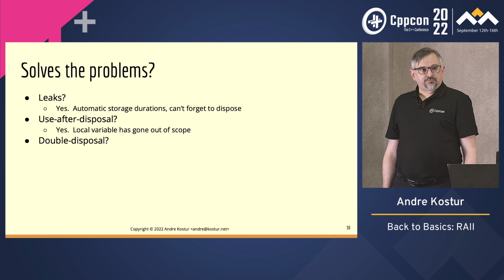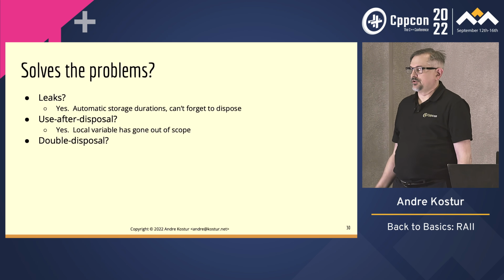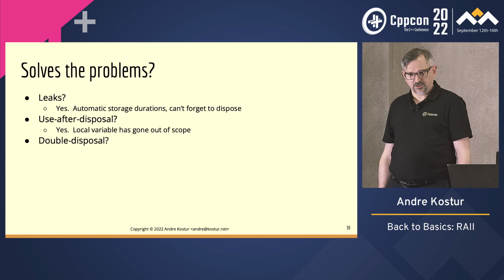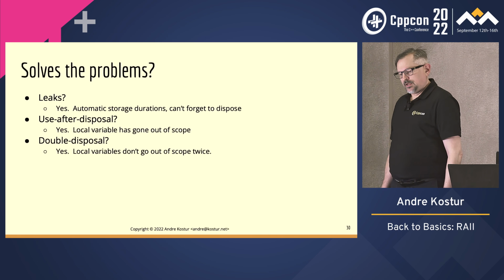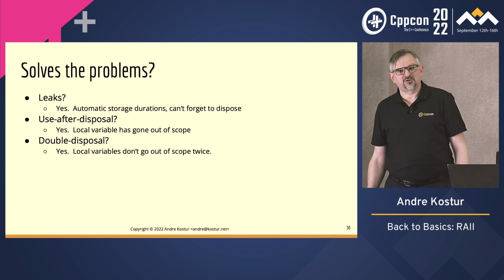Double disposal, same deal. The disposal happens during the destruction of the object. C++ won't, unless you're doing some really weird stuff, destroy an object twice. And if it does, you've got bigger problems. So yes, it solves that problem too. Local variables don't go out of scope twice.